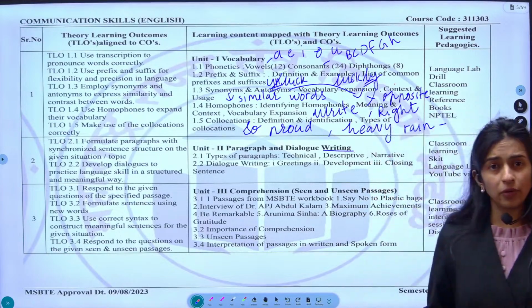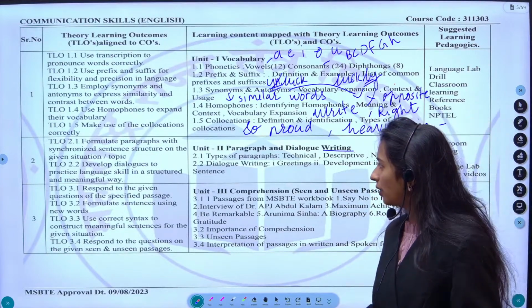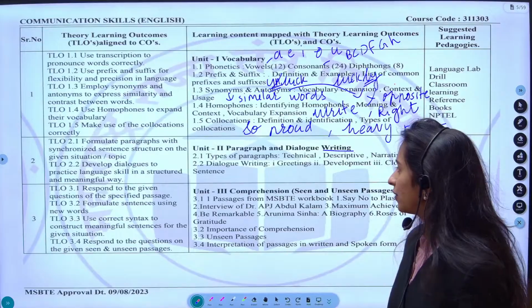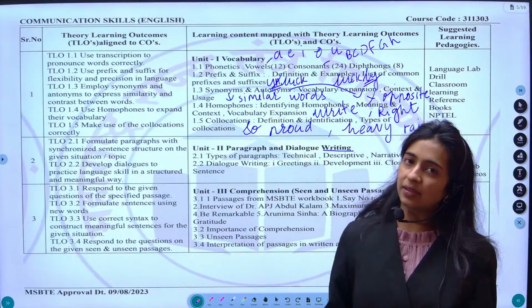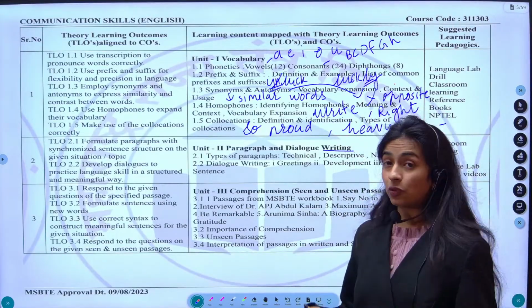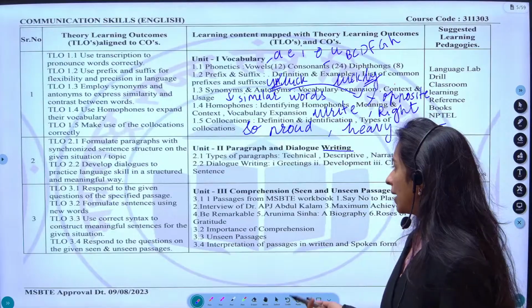So this is all about Unit 2. Unit 2 is very short. There's no letter writing and everything. It's just paragraph writing and dialogue writing. Maybe they'll ask you to write a diary in the paragraph.